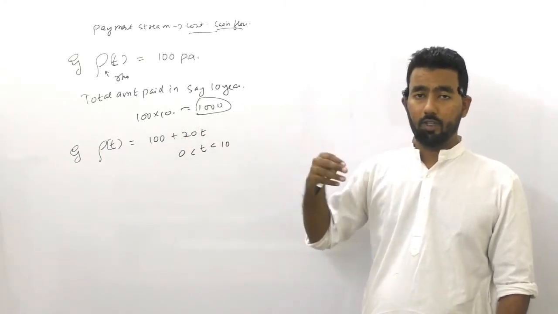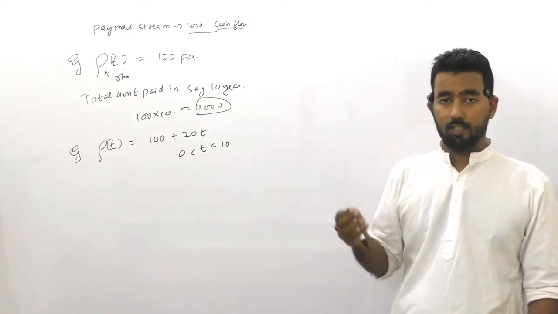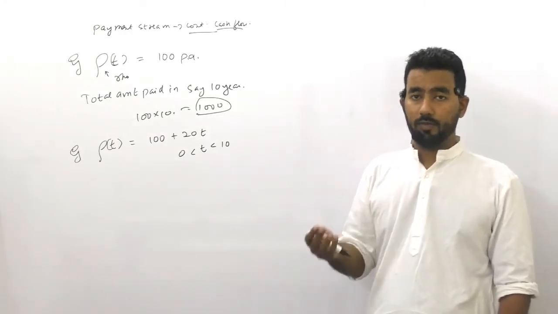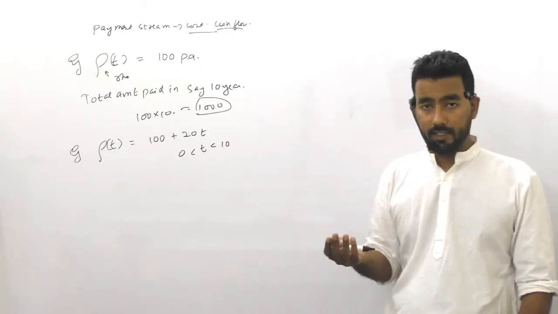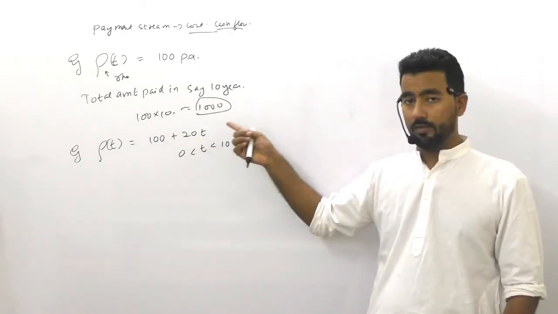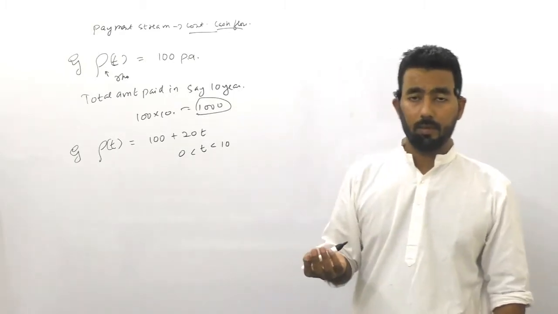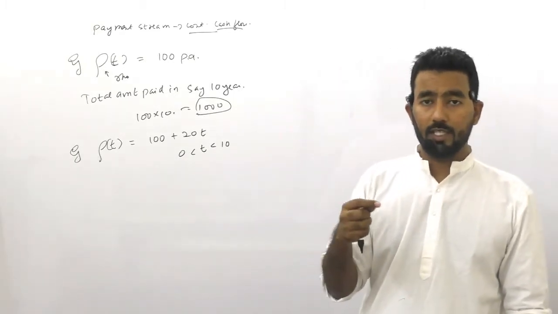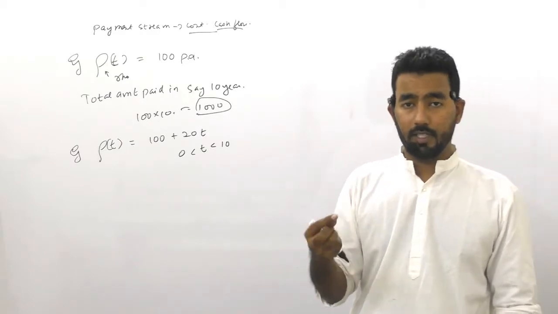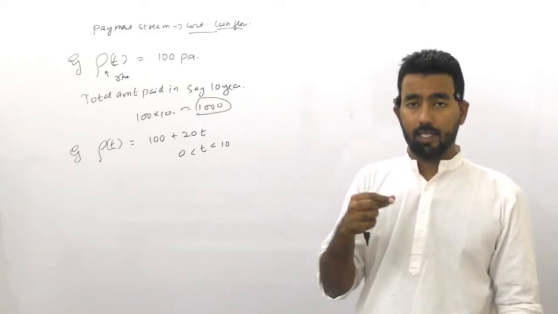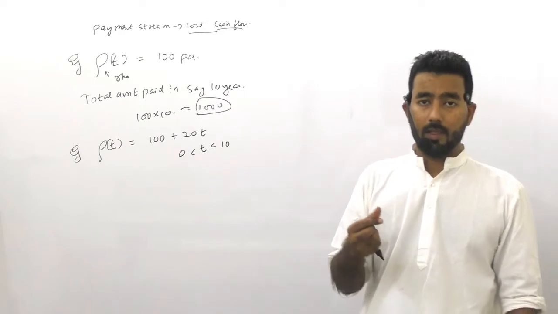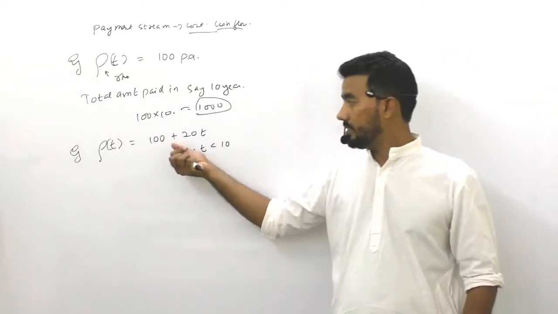And it does not actually change only at the year end, it changes throughout the year. So maybe at time 0.5 the rate at which you are making the payment is 110, 100 plus 20 into 0.5. Maybe at time 1.5 the rate at which the payment is being made is 130. So the rate of payment is changing every single minute, every single second. The rate at which the payment is being made is increasing with time. So this is what the function is.